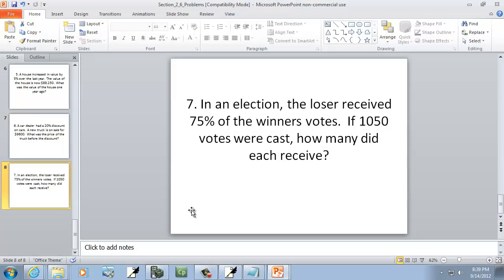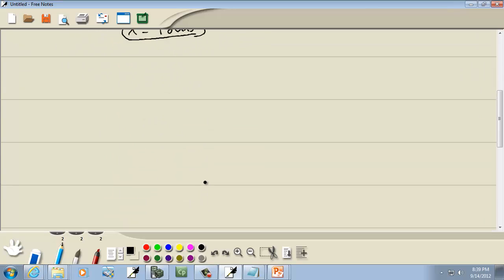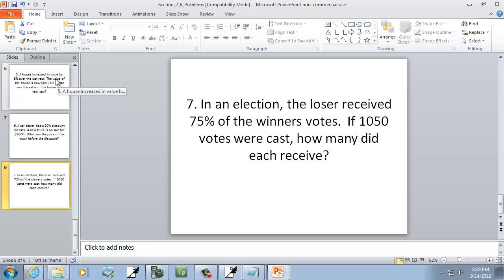Well, let's look at our last problem. It says in an election, the loser received 75% of the winner's votes. If 1,050 votes were cast, how many did each receive? Now, see how this is not talking about increasing it by a certain percent or decreasing it by a certain percent. So this one isn't referring to what we're talking about before at all.